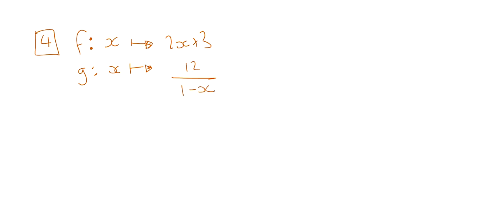The first one, what does it ask me to do? The first one asks me to find GF of X. So A is asking for GF of X. So I'm going to put F inside of G. So it looks like this. I have 12 over 1 minus, and instead of X, I'm using F. So it is 2X plus 3. Do I need these brackets? Yeah. Why?